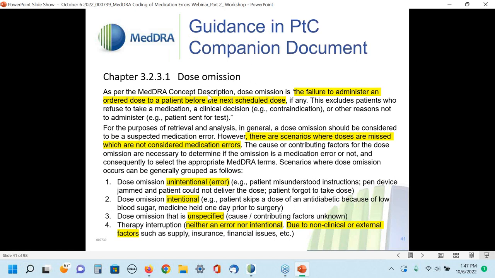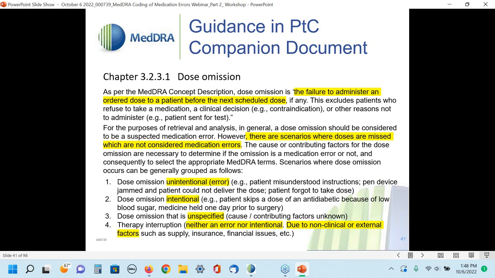There is a section on drug omission, and it talks about circumstances under which a patient fails to get a scheduled dose of drug, and various scenarios where it could be on the basis of a medication error and others where it's not. For instance, here's an unintentional dose omission, where the patient misunderstood instructions, or the device was jammed, or the patient forgot to take a dose. How about when it was an intentional omission, such as medicine was held one day prior to surgery? There are situations where it's unspecified. And then this fourth scenario, which is called a therapy interruption. It is neither an error nor intentional. It's due to non-clinical or external factors, such as supply, insurance, financial issues, et cetera.